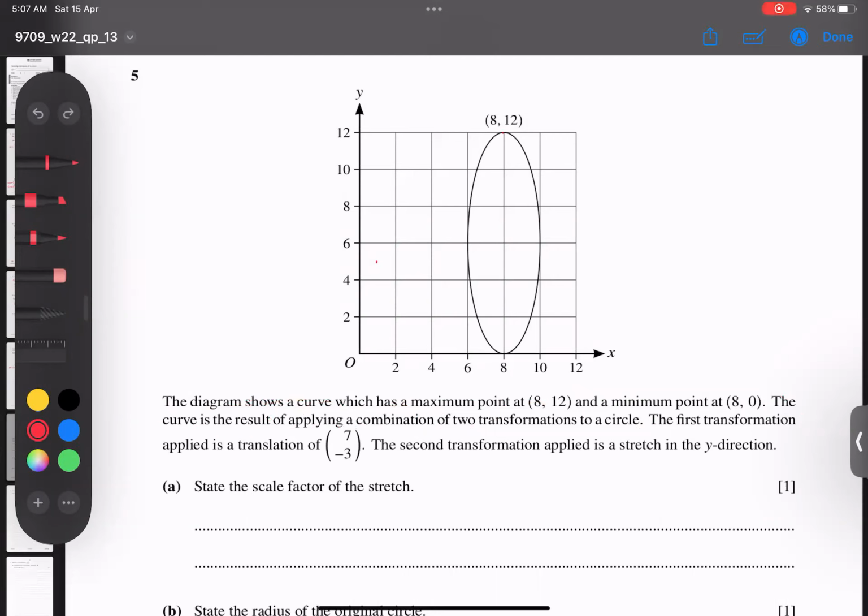Okay. It means there was one circle. After applying two transformations, he mentioned here, two transformations, it becomes this shape. So it transforms this way. We don't know which two transformations, but read it. The first transformation is a translation. You know the upper number is the x value and the lower is the y value. So first of all, this circle is translated by (7, 3). The second transformation applied is a stretch parallel to the y-axis.